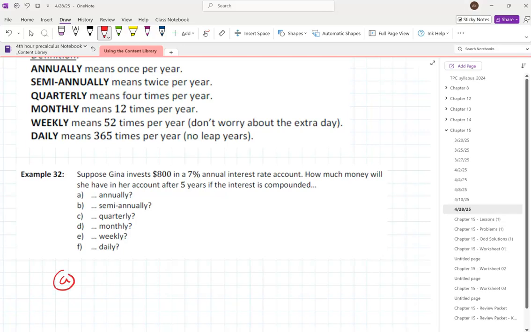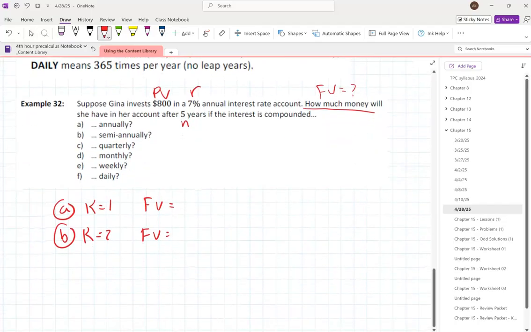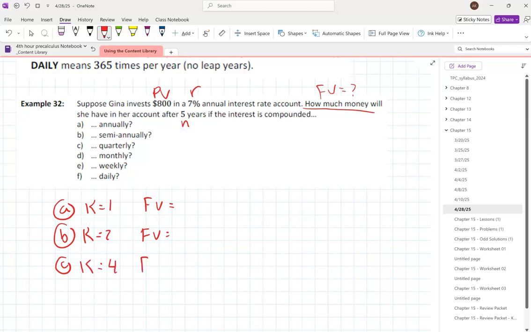So we have an $800 investment. That's our present value. 7% interest, that's my R. 5 years, that's my N. How much money will we have in the future? That's a future value. And then we're going to look at all these different values for K. So again, annually K is 1, semi-annually K is 2, etc., etc.